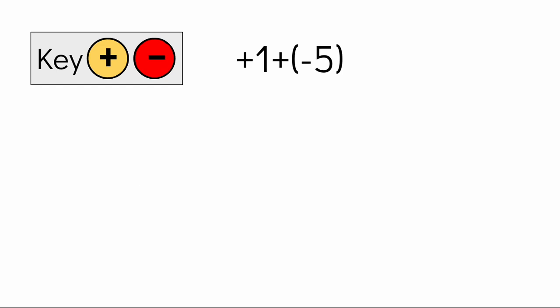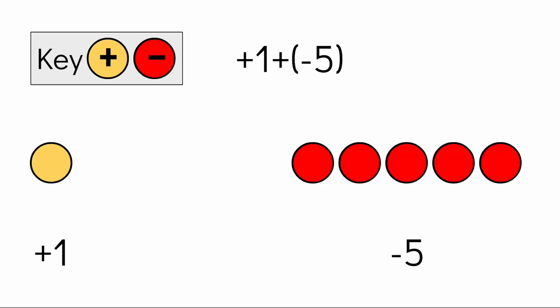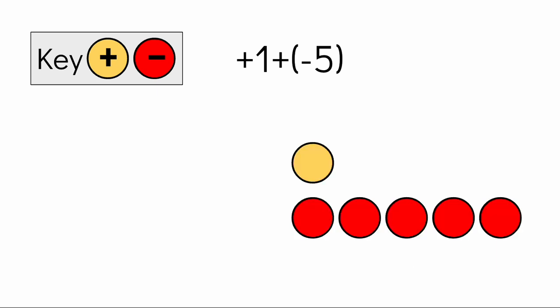Now let's model positive 1 plus negative 5. Positive 1 is represented by 1 yellow counter. Negative 5 is shown with 5 red counters. Again, I'll align the counters to first look for zero pairs. I see that I have 1 zero pair. Removing the zero pair, I see that I'm left with 4 red counters, which is negative 4. Positive 1 plus negative 5 equals negative 4.